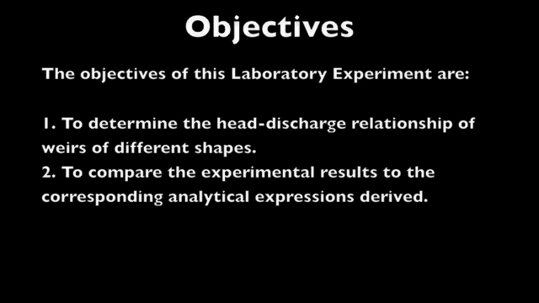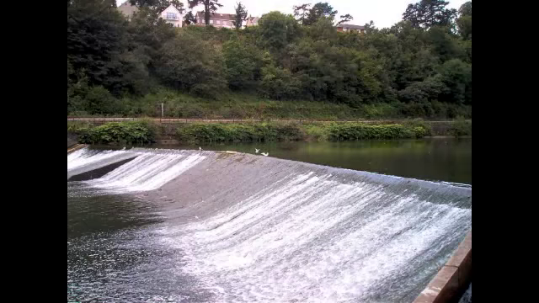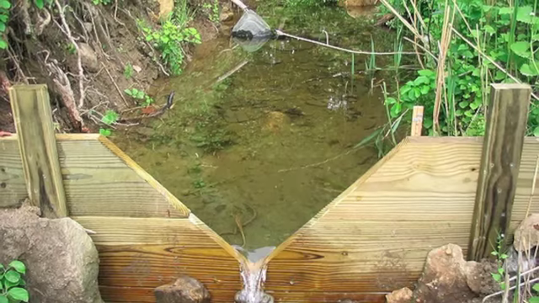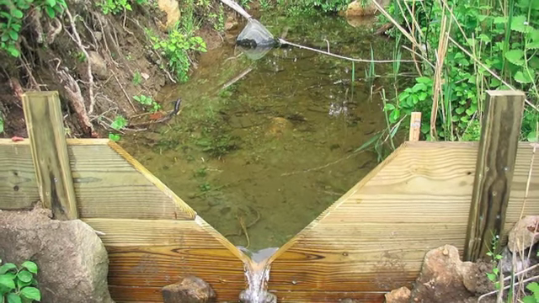The objectives of the weir calibration laboratory experiment are to determine the head-discharge relationship of weirs of different shapes and to compare the experimental results to the corresponding analytical expressions derived. A weir is a barrier placed across flowing bodies of water designed to alter flow characteristics such as increasing or decreasing the water level or to change the direction of the flow.